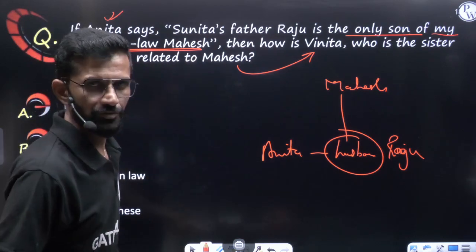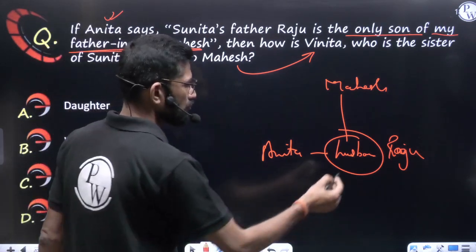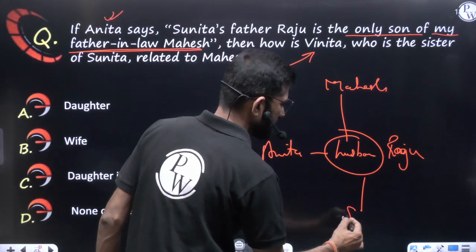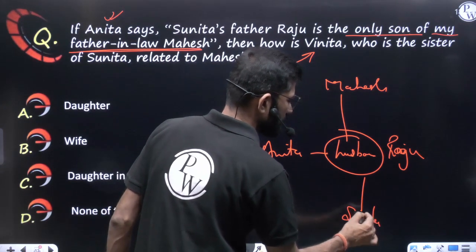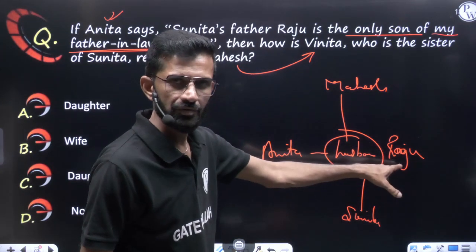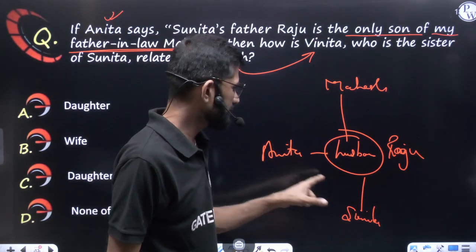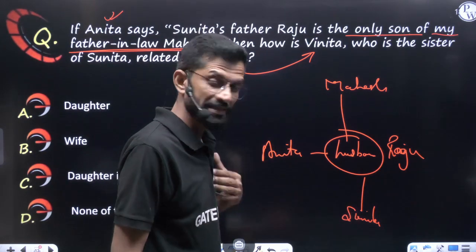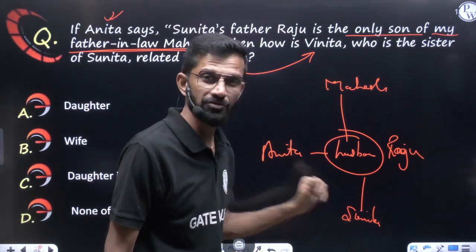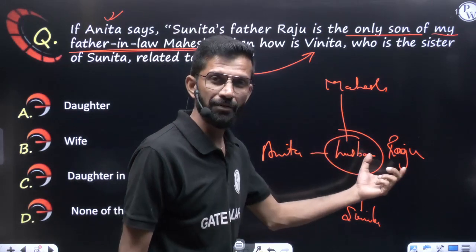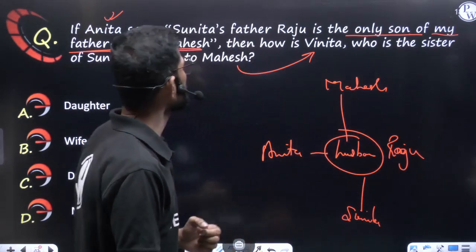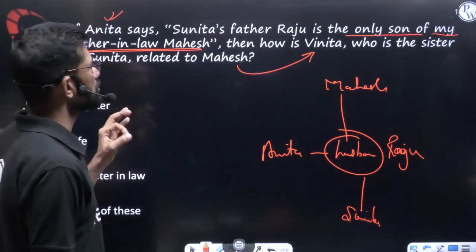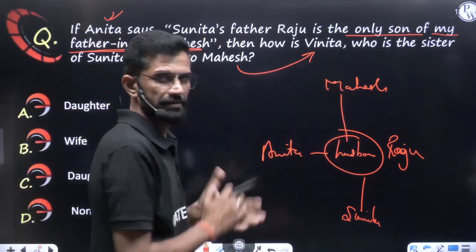Sunita's father Raju. So Sunita will be lower generation. This is Sunita. Sunita's father Raju means obviously my daughter, because I am a female. Anita's daughter is Sunita. Anita and Raju are a married couple. They have a daughter, that is Sunita. Sunita's father Raju is the only son. We have sorted and we got this.